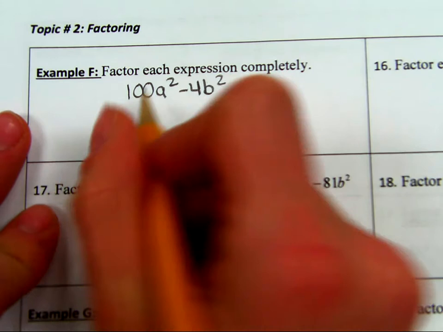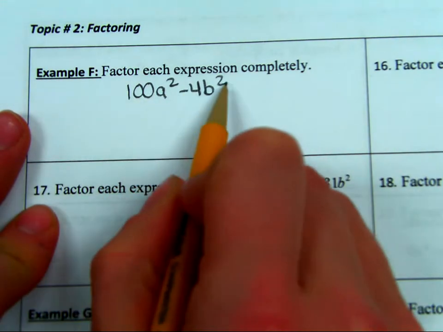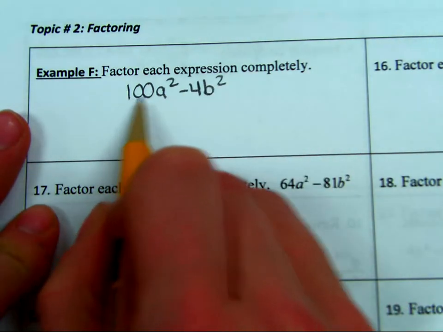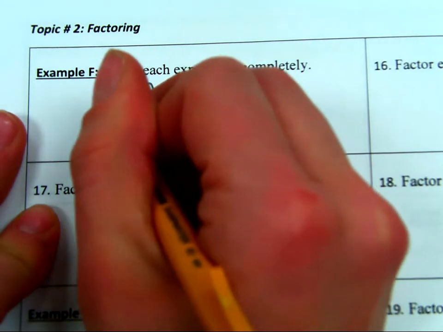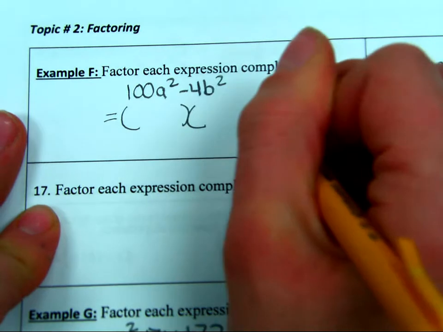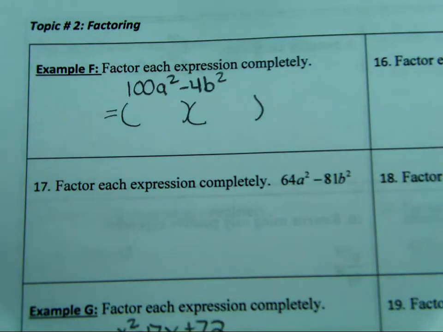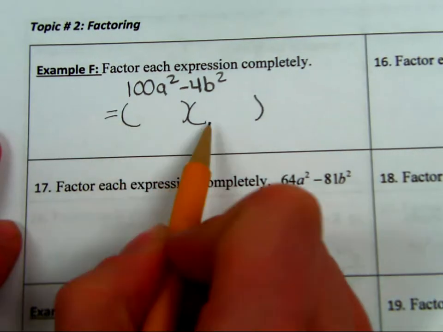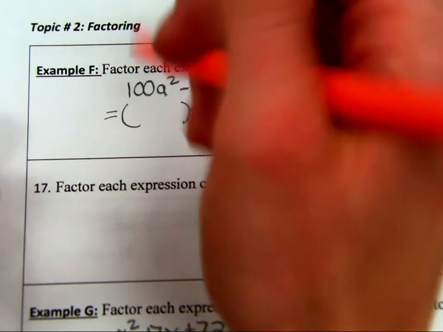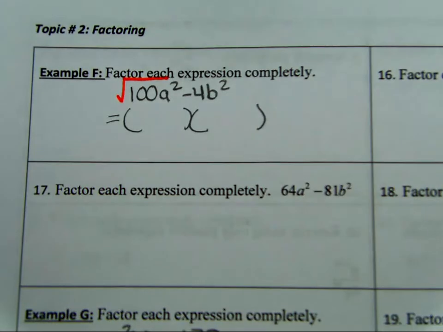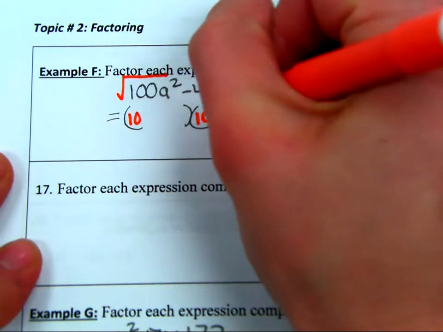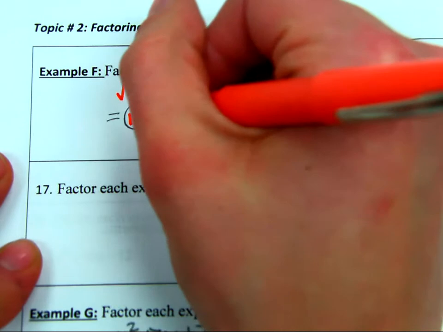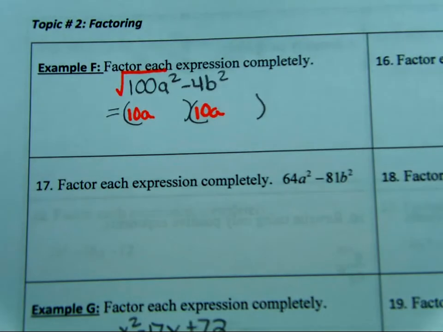If we were going to factor that, it's a difference of perfect squares. If you notice, 100 is a perfect square, so is a squared. 4 is a perfect square, so is b squared. Anytime you have a difference of perfect squares, you can split it into two sets of parentheses. To get the first term in each parenthesis, you take the square root of the first term. Square root of 100 is 10, and the square root of a squared is a. So 10a is the first term in each parenthesis.